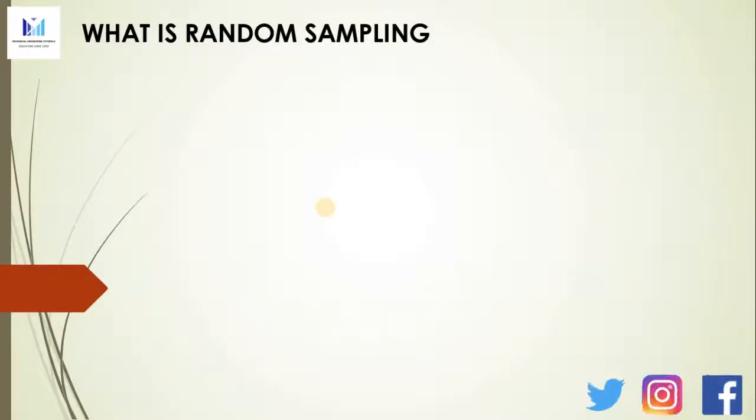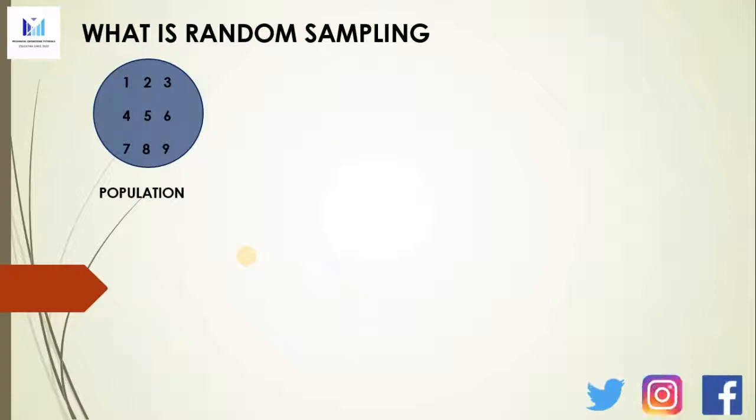So then we come across random sampling. Here it is essential that a sample must be a random selection, so that each member of the population has the same chance of being included in the sample. Say, for example, you have a population. In this case, the population is the numbers 1 to 9.